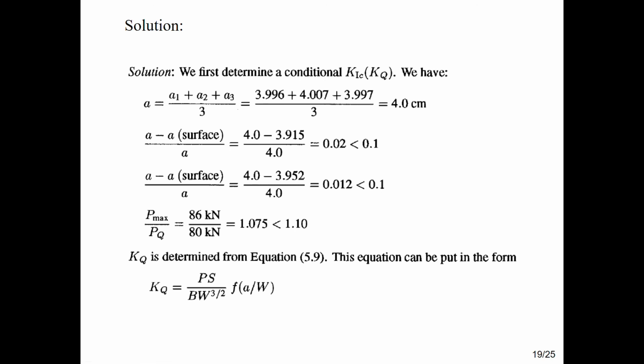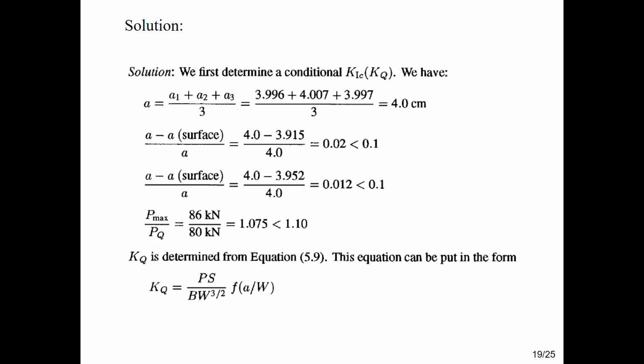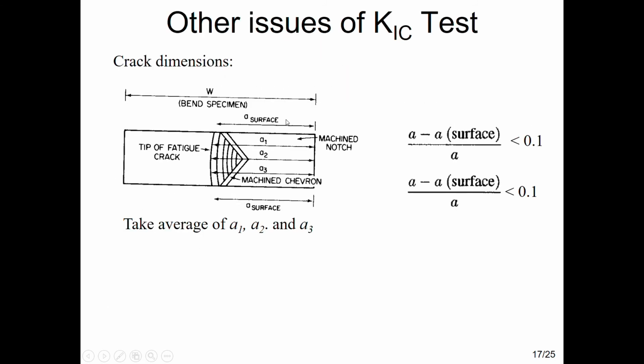So this is the solution, where first of all we need to determine a condition for K1C. KQ, we have A, which I would say is the average value. So you need to add A1, A2 and A3 and then divide by 3. And then you need to use the condition for both A surface, where A minus A surface divided by A must be less than 0.1 for both conditions.